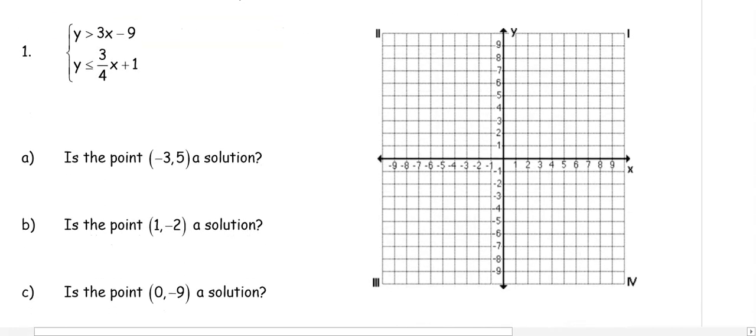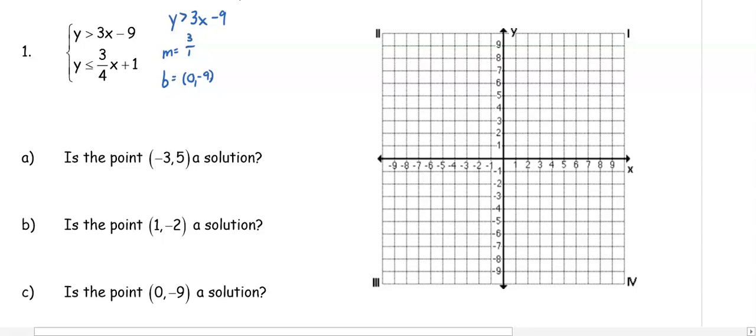So if we look at number one, we have two linear inequalities. The first equation is y is greater than 3x minus 9. We already have the y by itself in this case, so we're going to use the equation to find the information we need to graph. The slope is the number in front of the x, so in this case our slope is 3 over 1. The y-intercept is the number by itself, 0, negative 9.